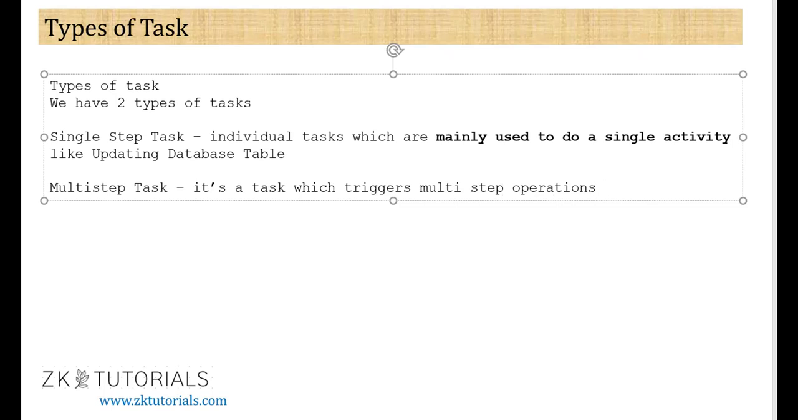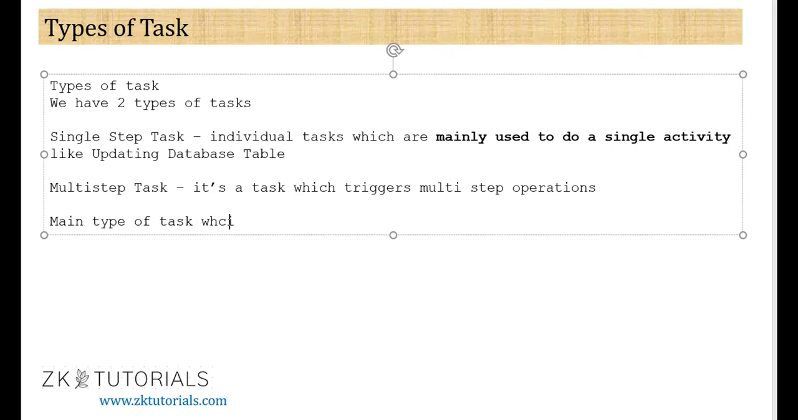Is this clear, guys? What are these types of tasks? One is single step task and another is multi-step task. Now coming to the main types of tasks which are available. What are all the tasks which are there in SAP workflow? Mainly, or we can say the main types of tasks which are available in SAP workflow.